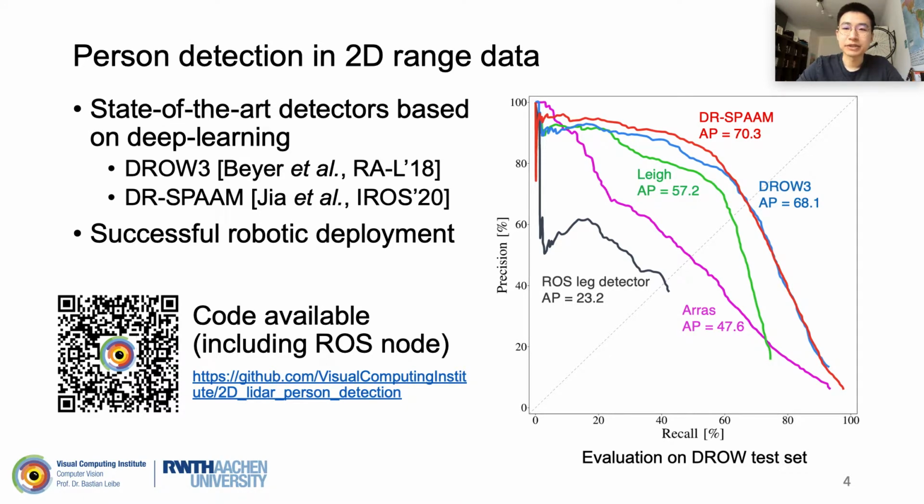In particular, in our previous works, we built two deep learning-based detectors, DROW3 and DR-SPAAM, which achieved state-of-the-art results, and we have successfully deployed these detectors on multiple robots. We open sourced our code for the community and it includes a ROS node. You can find out more on this GitHub page.